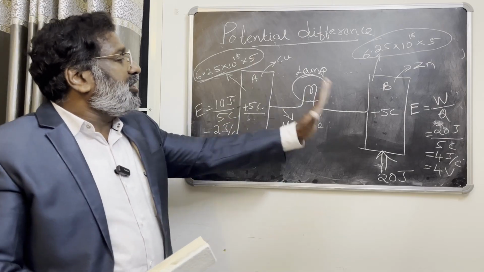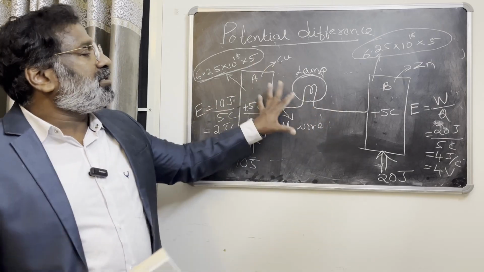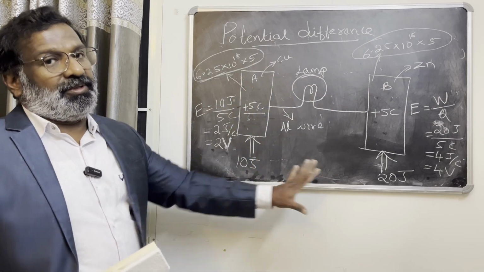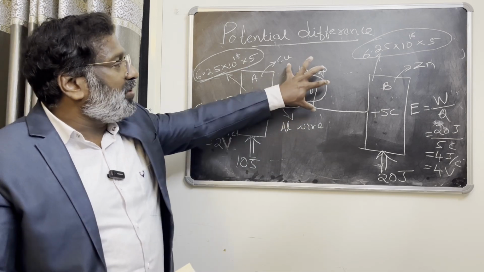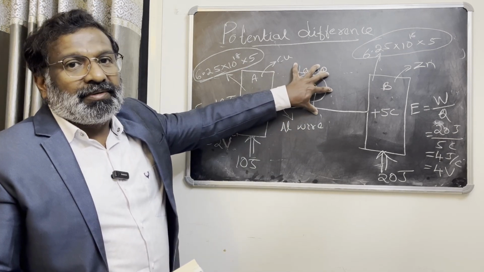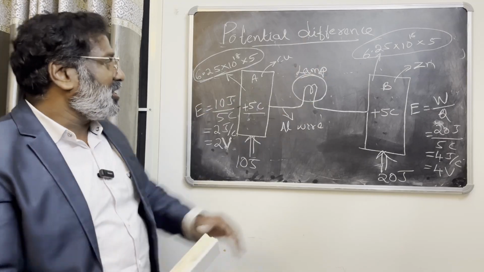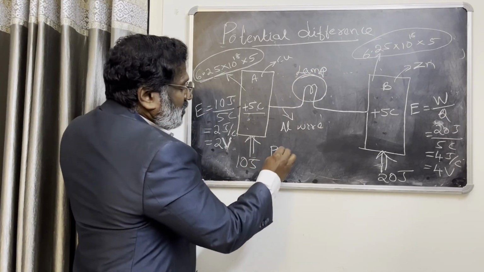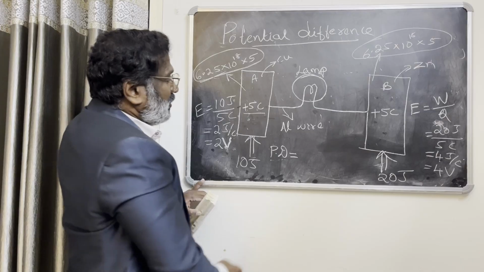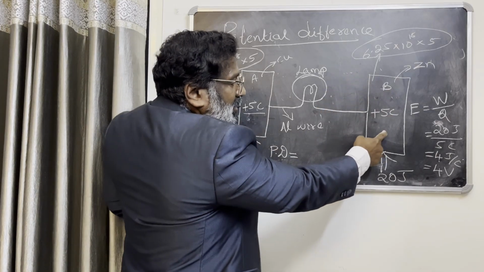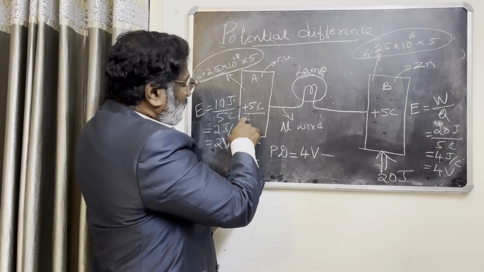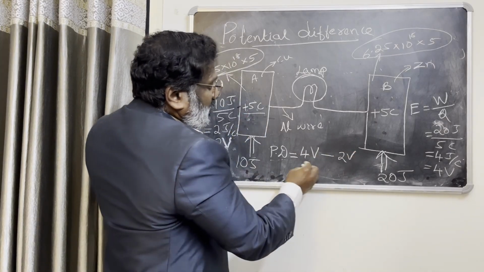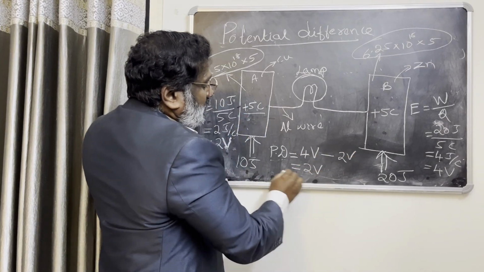Now what is the potential difference in this? When it is connected, it becomes an electric circuit. So what is the potential difference in this circuit? What is the potential difference across this lamp? I can denote it as PD. PD denotes potential difference. B is at higher potential, 4 volt. A is at lower potential, 2 volt. So difference in potential is 2 volt.